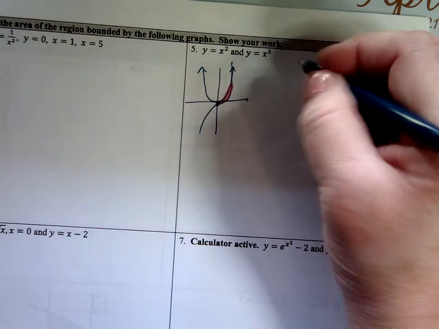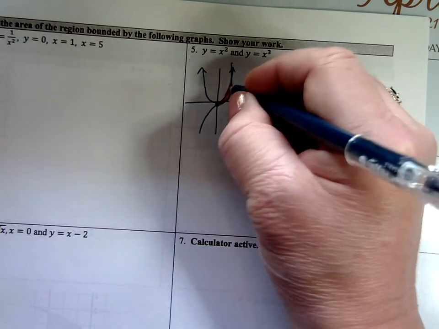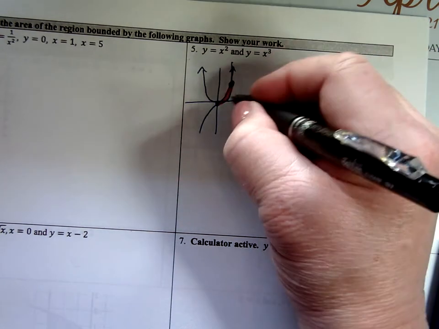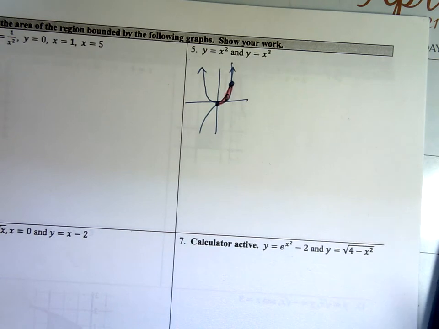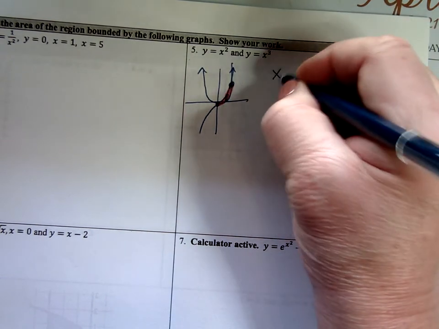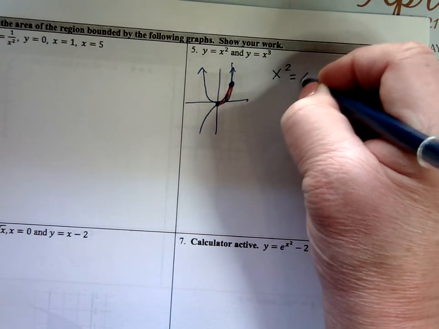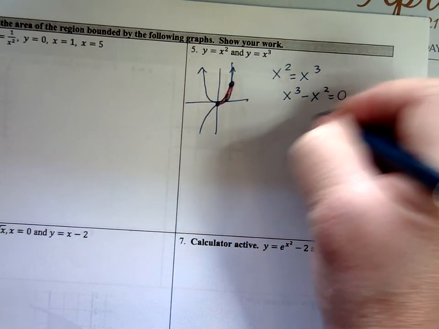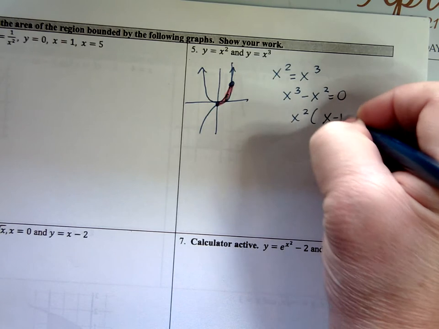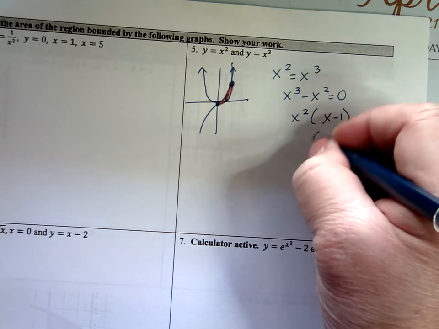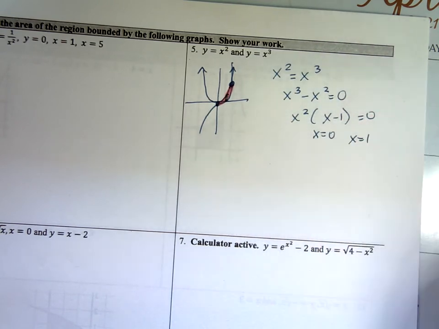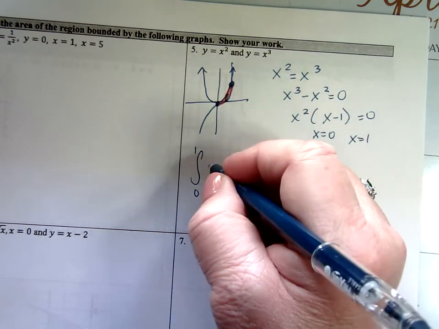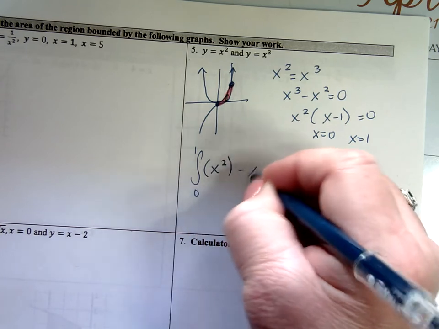I need to know what the points of intersection are, though. I need to know what these values are. Representative rectangle would be this way in there. And so if I take x squared equals x cubed and solve it out, x cubed minus x squared is 0, x squared comes out. I get x that's 0, and I get x that's 1. 0 and 1. They're my bounds. 0 to 1. We said the guy on top is x squared. The guy on the bottom is x cubed.